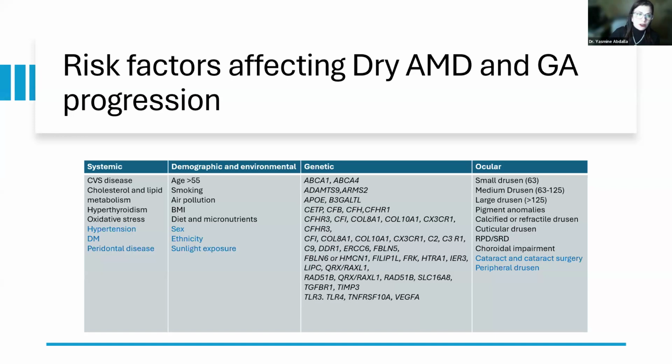So systemic risk factors are cholesterol and lipid metabolism, cardiovascular disease, hyperthyroidism and oxidative stress, age, old age, we all know is the disease of old age, smoking, air pollution, BMI, and diet and micronutrients. Genetics, there are several genes that have been implicated in AMD progression. Finally, ocular risk factors, which are basically different types of drusen, different sizes of drusen, choroidal impairment.